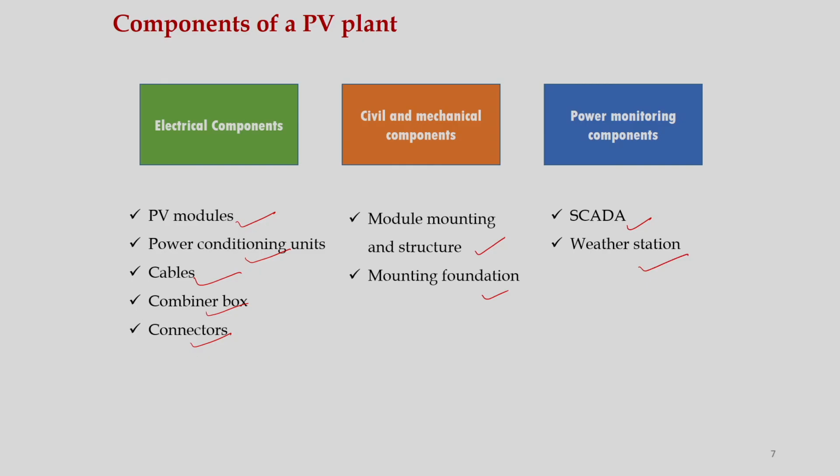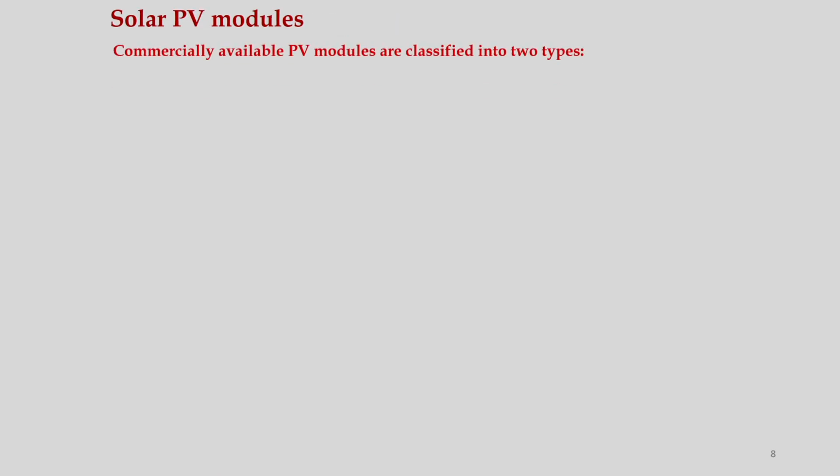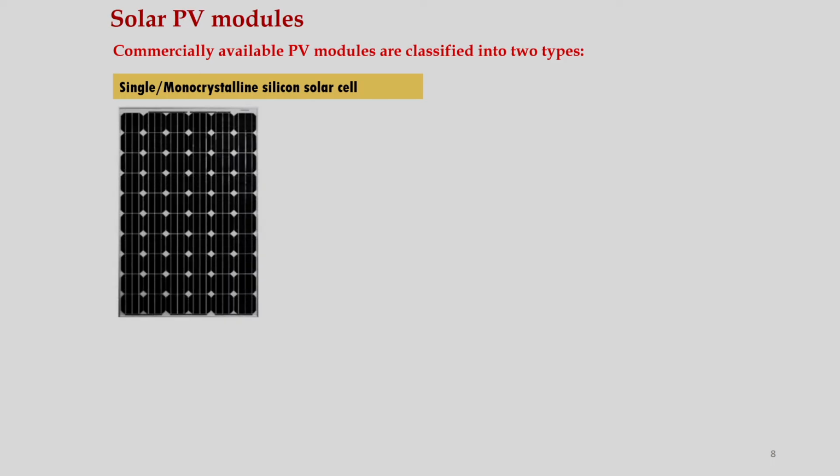Now, we will discuss them one by one. So, solar module: already we know that 90% of the solar modules are made of silicon based solar cells. It may be single crystalline or multicrystalline. So, we need to select the best module for the particular application.